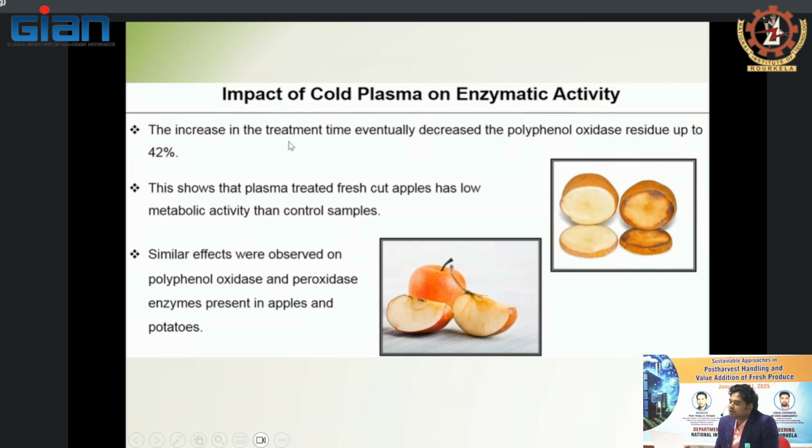The increase in the treatment time eventually decreases the polyphenol oxidase residues up to 42% in the case of sweet potato and potato slices before deep frying. So this shows that plasma treatment of cut apple has lower enzymatic activity than the control sample. A similar effect can be observed in the case of sweet potato and potato as well.